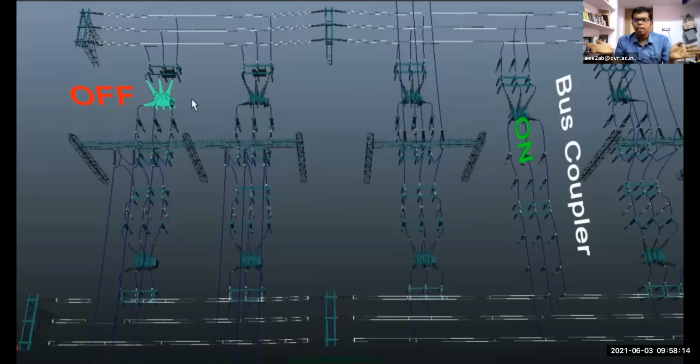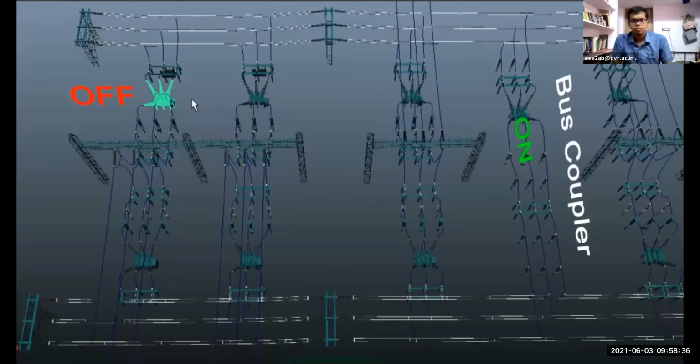Also, if the area is more, then they go for two bus bars in operation, or otherwise, if the area is less, then one bus bar itself is enough. Some use 2 stages, 3 stages, like that. It may depend on the type of the substation and the load handling capacity of that particular substation.